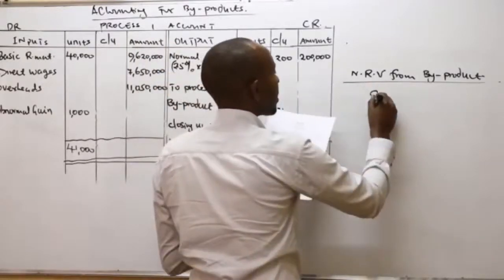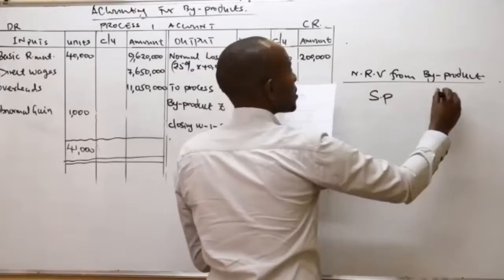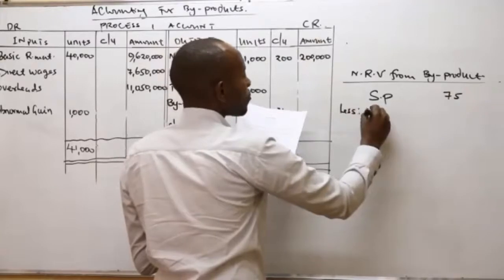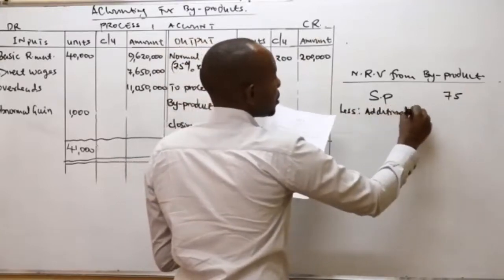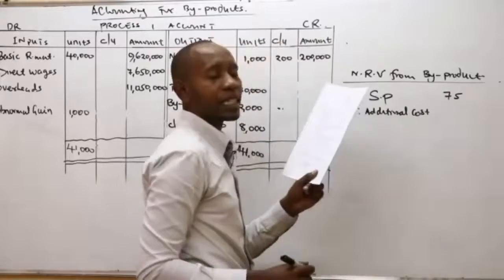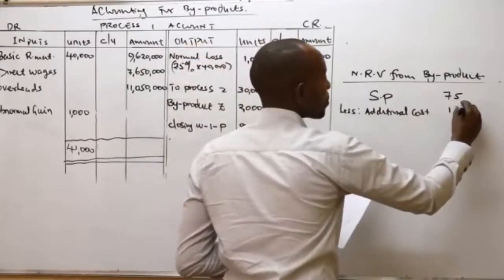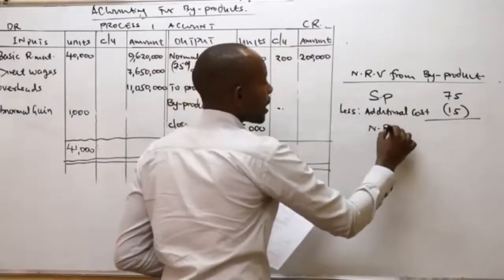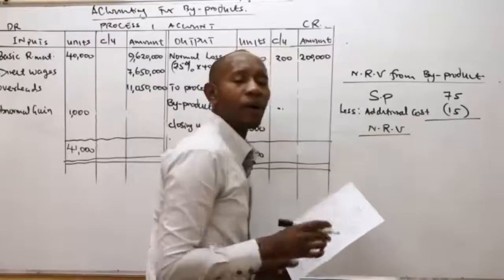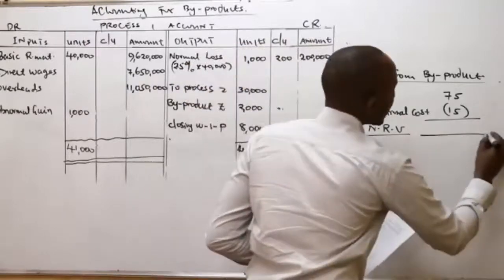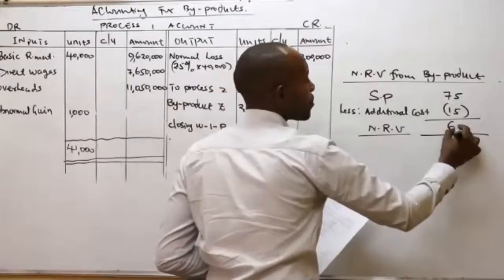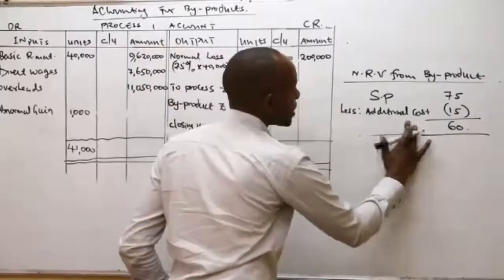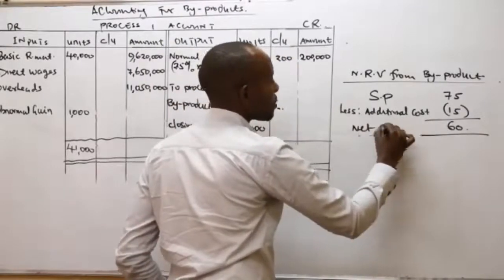So the selling price here is 75, and then we say less the additional cost for selling that product. The additional cost for selling that product is 15. So this will give us the net realizable value, or the net selling price. The net selling price here is 75 minus 15, which is 60.